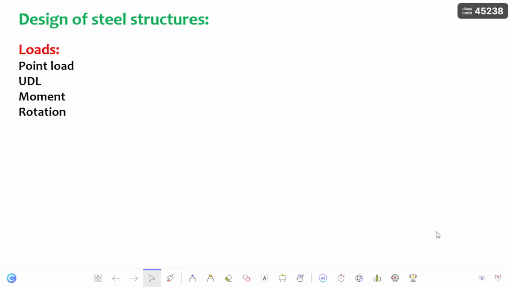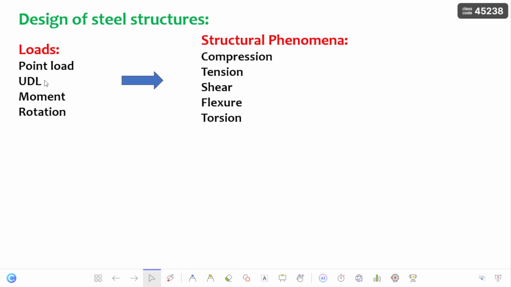For example, if you consider any structure, it may be a building or any other structure. These are the possible types of loads which act on the structure. That may be point load, UDL, moment, or any rotation or torsion you can say. Because of the action of these types of loads, there is a generation of structural phenomena that may be compression, tension, shear, flexure, and maybe torsion also.